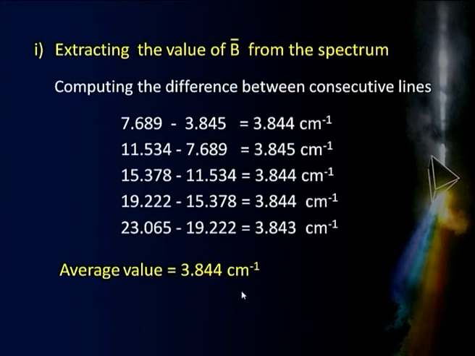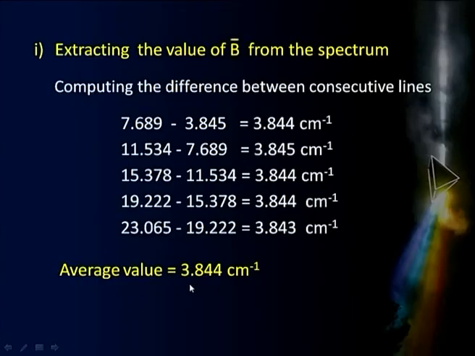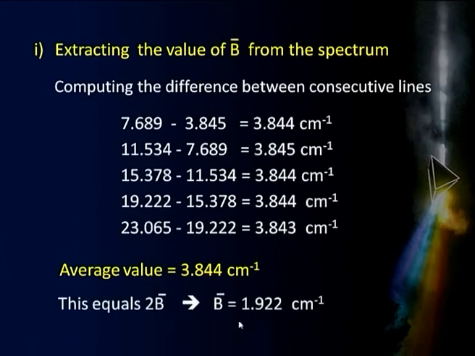And we know from our understanding earlier that these lines are going to be spaced at 2b bar. So, this average value which I have got here represents 2 times the rotational constant, and from this I can compute the rotational constant, b bar, to be equal to 1.922 centimeter inverse. So, that is the first step. That means, from the spectra which I obtained from experiment, I have got the value of my b bar, the rotational constant. Okay. That is my step 1.